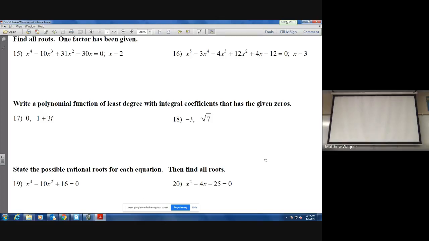All right, we're going to take a look at 16 now. It says find all roots. One factor has been given. Looks a little dicey. I mean, this problem is 6 terms. Looks pretty insane to maybe accomplish, but I noticed these numbers seem to work out really well. So I'm actually going to ignore that to start.